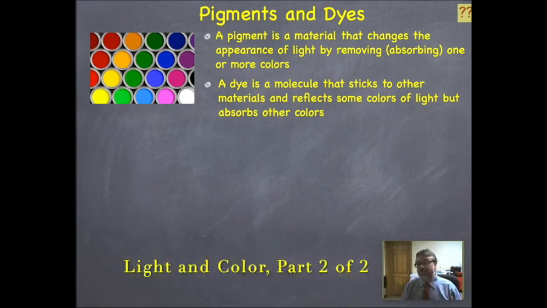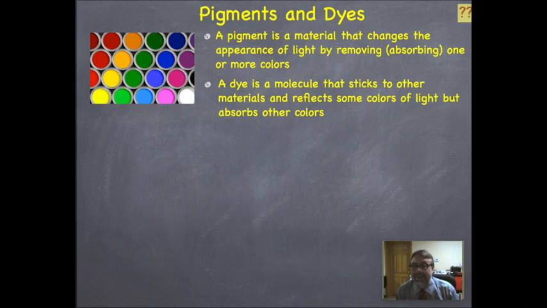All right, so let's talk a little bit about pigments and dyes. So a pigment is a material that actually changes the appearance of light by removing or absorbing one or more colors. A dye is a molecule that does the same job. A dye is a molecule that sticks to materials like clothing fibers and reflects some colors of light but absorbs other colors. And by taking away certain colors, certain parts of the spectrum, I then change what my eyes will see. So how does this work?